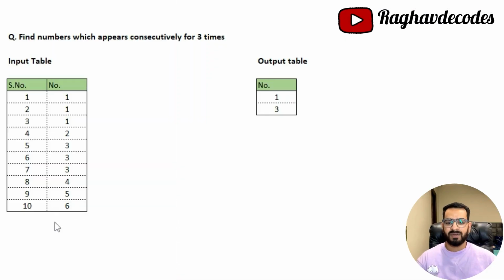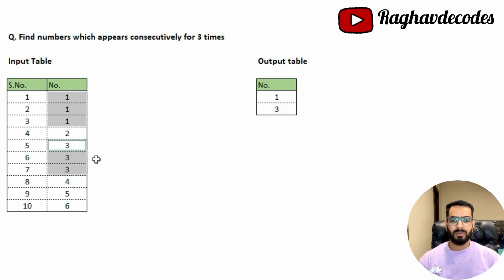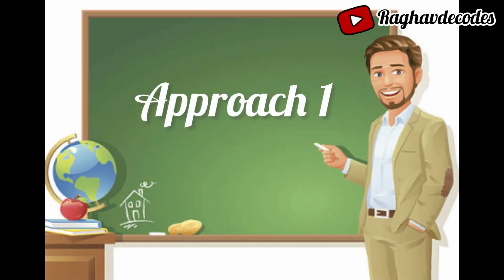The question is we have to find out the numbers which appear consecutively for 3 times. So on the left you can see we have the input table and on the right we have the output table. The input table has two features, that is serial number and the number, and we have to find out all the numbers which appear consecutively for 3 times. Here you can see the number 1 and number 3, both of these numbers have appeared consecutively for 3 times. There are two approaches to solve this problem. Let's jump into the first one.